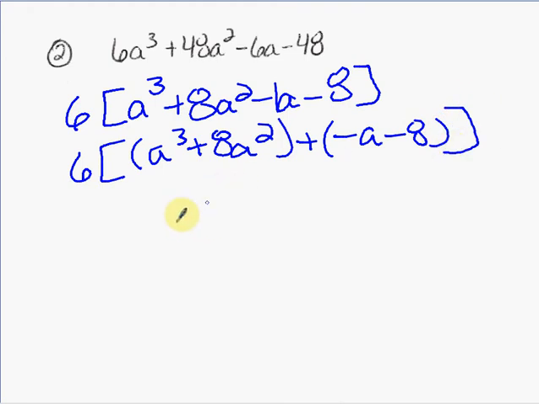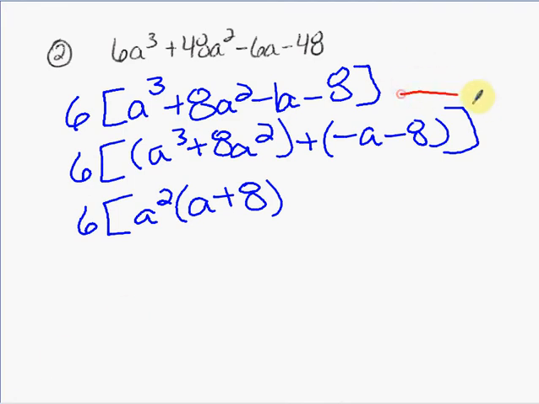Once I have my groups, I pull out a common factor if there is one from the groups. That was the reason behind making the groups. A squared is my first common factor, so I'm left with a plus 8. I'm going to circle this piece right here. If I look right there, I see that I have a negative a minus 8, and I want it to be a positive a and a positive 8 because that's what I have in this set of parentheses.